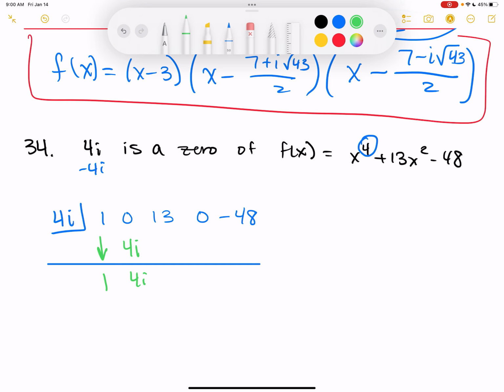4i. 16i squared, which is negative 16. Negative 3. Wait a minute. Negative 12i. What's happening here? Negative 12i.